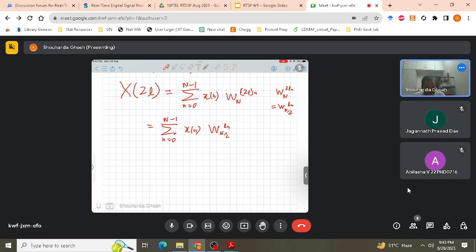Okay, but then n is actually ranging from 0 to n minus 1. So what we can do is break this into two parts, because W_N has a repetitive structure. X of n W_N^(nk) for n from 0 to N/2 minus 1, plus again the same sum, but this time with the values after N/2 minus 1. Here this will also be the same. Did you understand how I wrote this step?